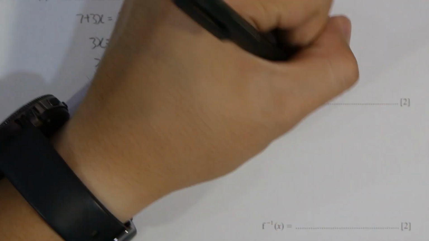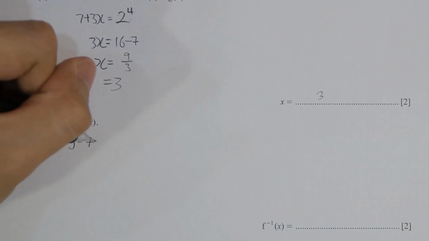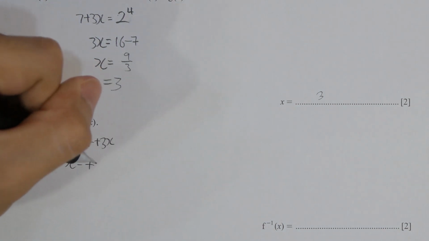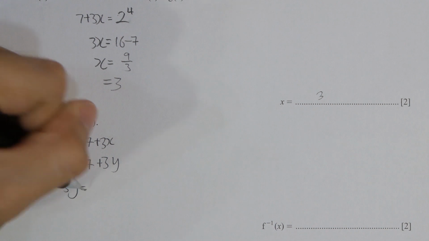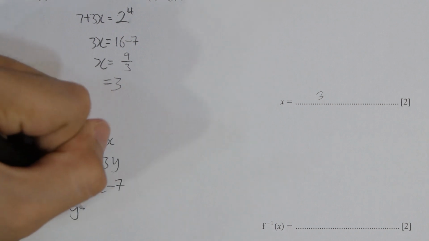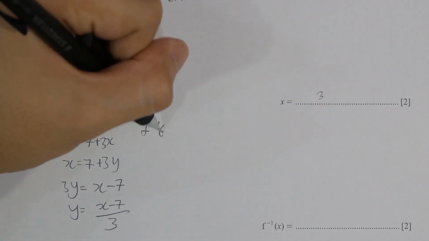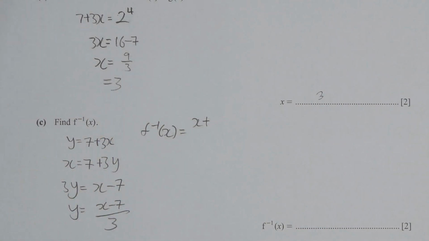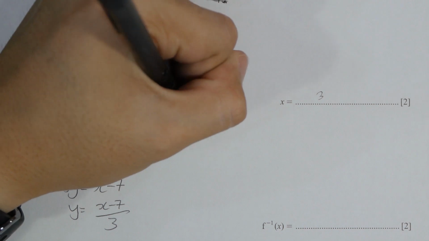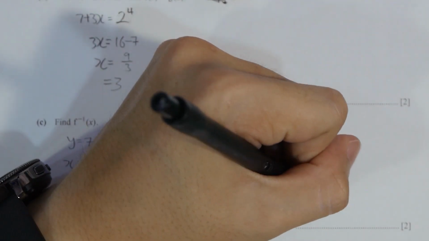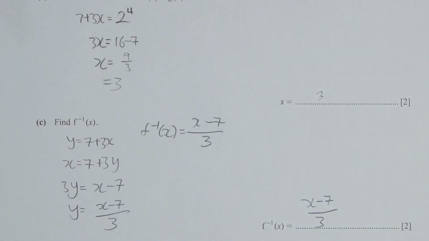So for part C, you need to identify the f inverse by using the original f(x), which is 7 plus 3x in our case. So I changed the f(x) into y. So we now have y equals 7 plus 3x. I swap the x and y's positions. Then I rearrange it and identify the new y, which is y equals x minus 7 over 3. So this result will be the inverse function of f.